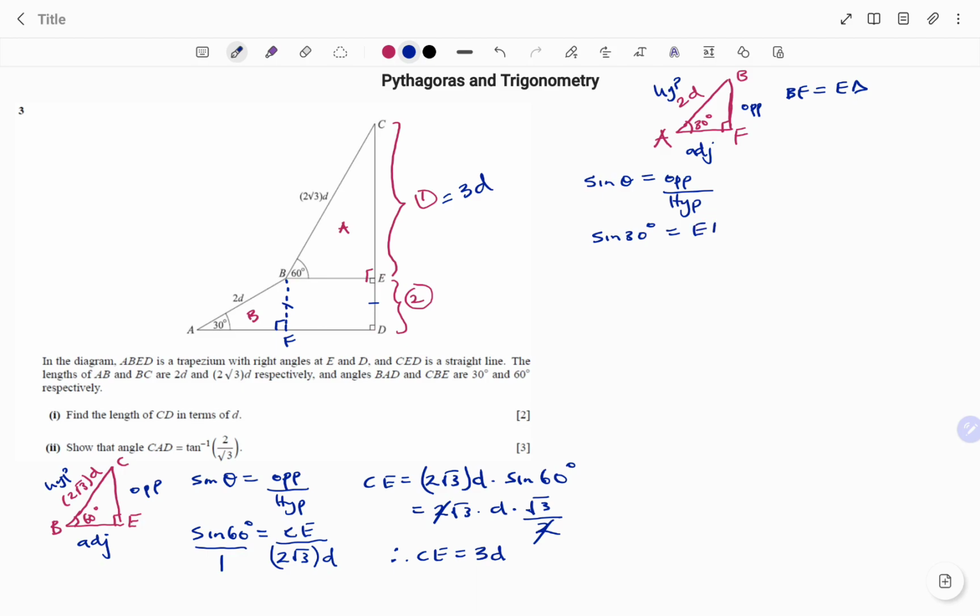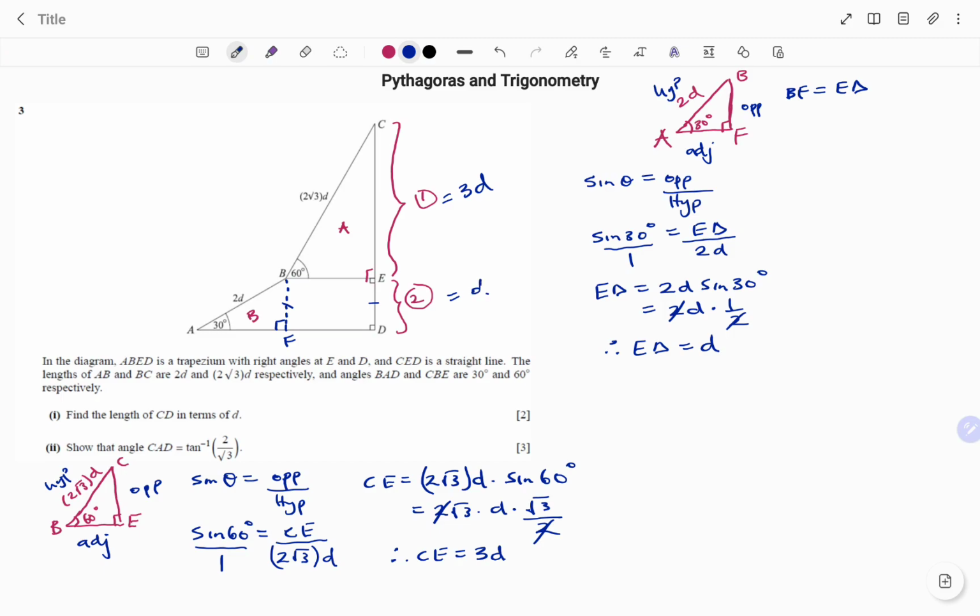So I'm going to write ED instead of BF over my hypotenuse, which is 2D. Sine 30 here is over 1. If I cross multiply, my ED will be equal to 2D times sine 30 degrees, which is the same as 2D times 1 over 2, that's sine 30 degrees. 2 here 1, therefore my ED equals D. Remember, this is equal to D.